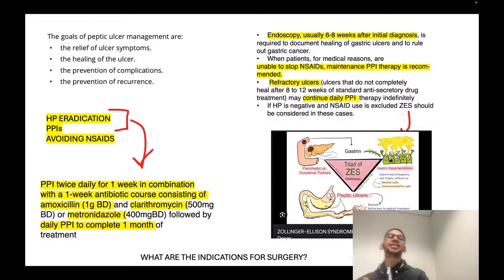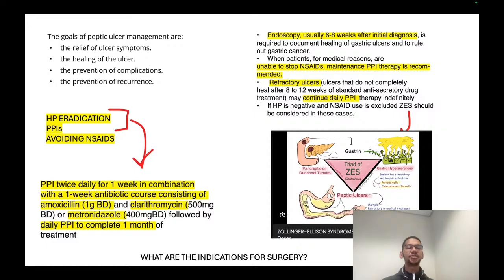We want to perpetuate the healing of the ulcer, prevention of any complications, and also prevention of recurrence of the ulcer. So, very important. If you suspect H. pylori, we start with the H. pylori eradication, PPIs, and avoiding NSAIDs.